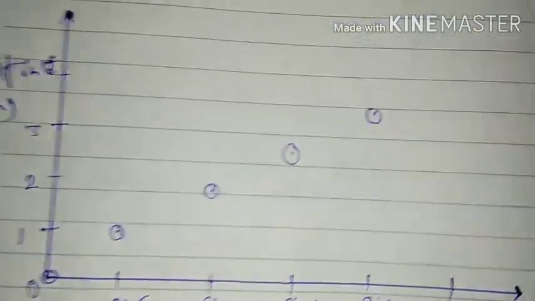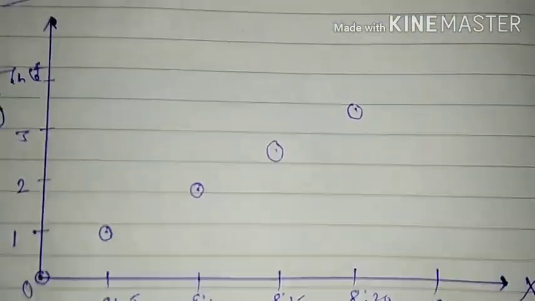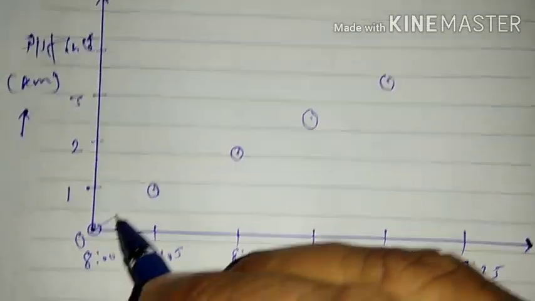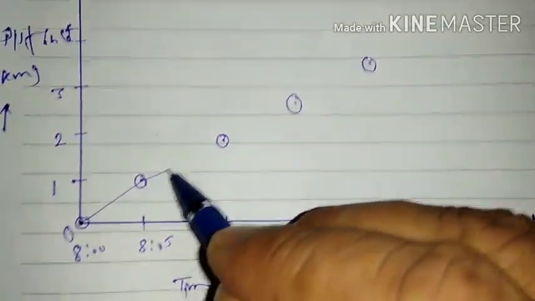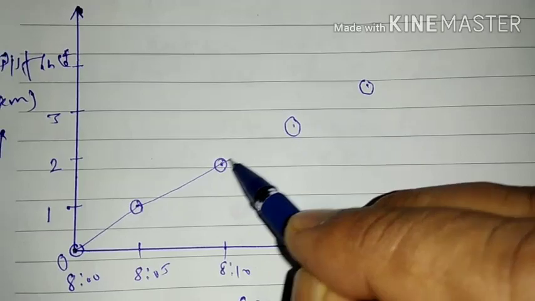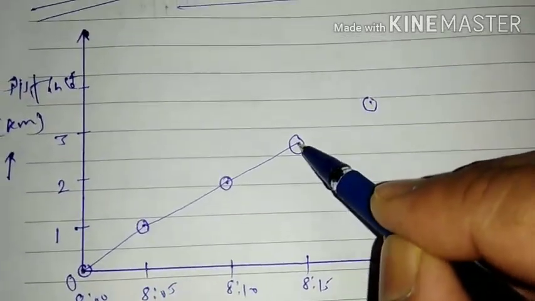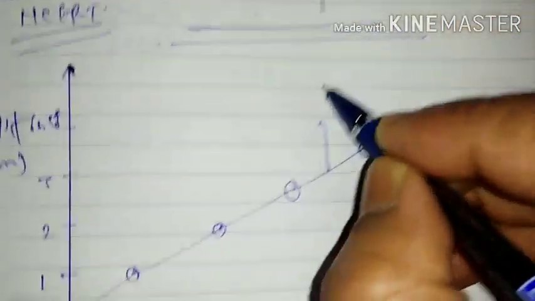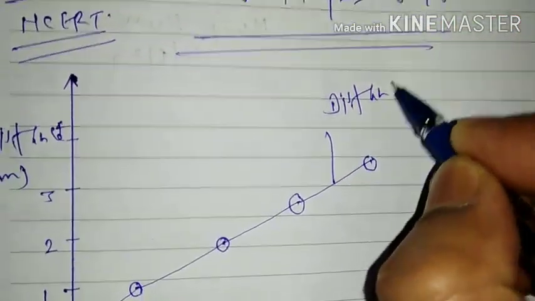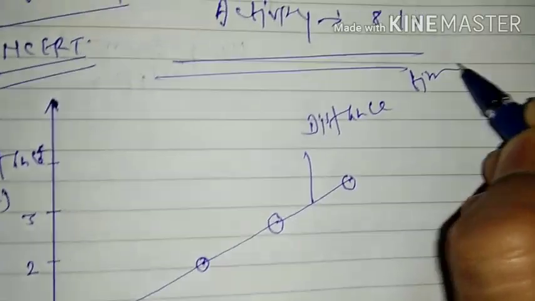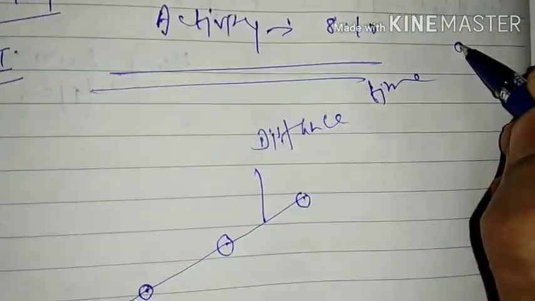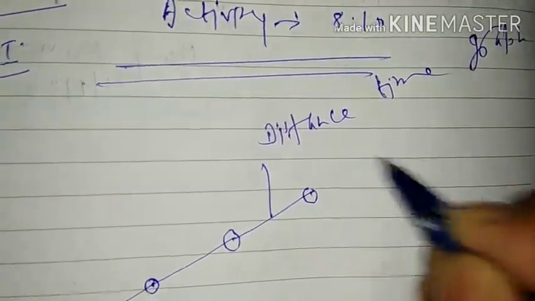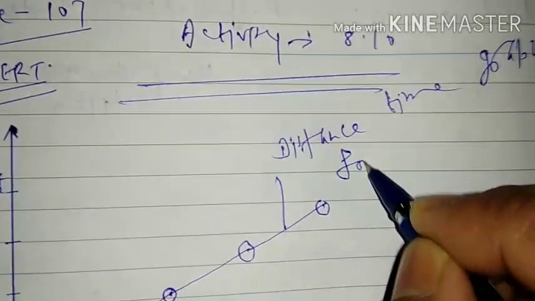Now, if we join these points, then we find the distance time graph for Firoz. So this is the distance time graph for Firoz, right here.